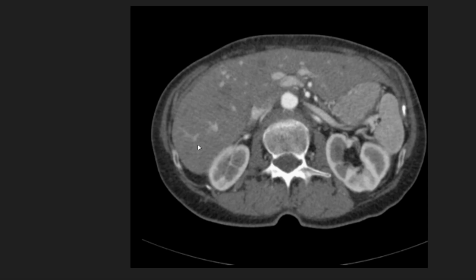And then if we go to the next image, you'll notice that the aorta is again enhanced, and you can see the kidneys are showing partial enhancement. Not complete, but partial enhancement. And you can see some of the other organs as well. So which phase is this? This is late arterial phase.